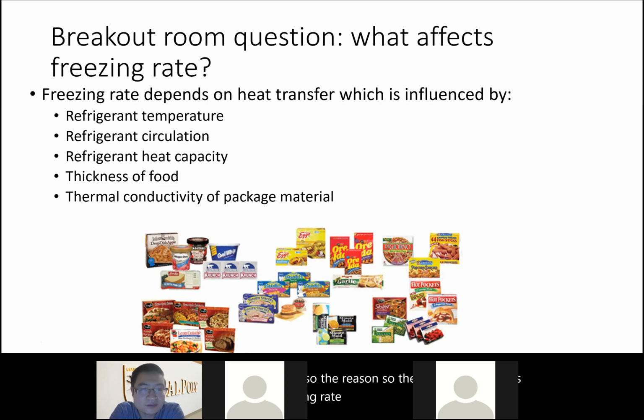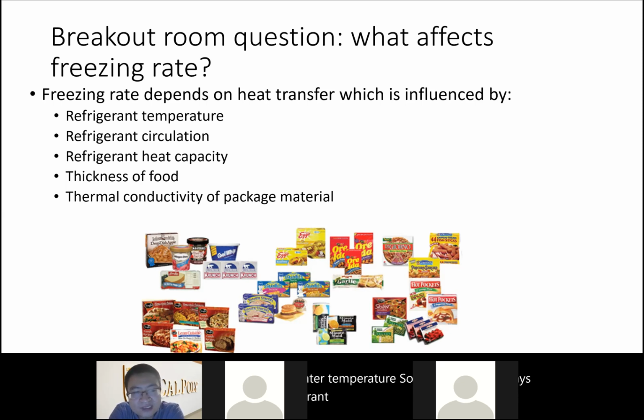First is the refrigerant temperature. And the second is how fast it circulates, right? Because the better the circulation, the more cooling efficient. And third, we want a good heat capacity of the refrigerant, which means 1 kilogram of, for example, liquid nitrogen can only bring down maybe 5 degrees C of the liquid water, but if we use 1 kilogram of liquid carbon dioxide, that might help to bring down 15 degrees C of the water temperature. So that's why we always want high heat capacity of the refrigerant, right?